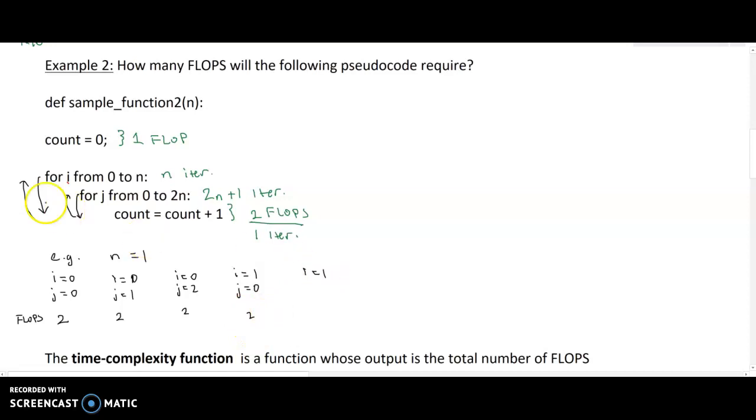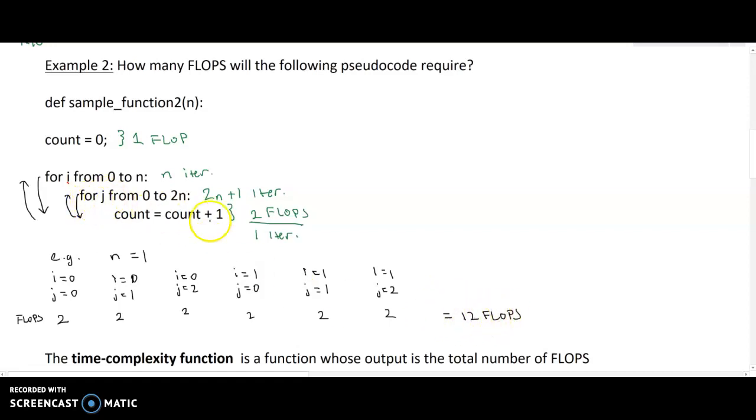i remains 1. Now this is going to back up, increase the value of j. j becomes 1. And this is going to require 2 flops. i remains 1 while j increases to 2, and it will have 2 more flops, and that's 2 plus 2 plus 2 plus 2 plus 2 plus 2. That's 6 times 2, which is going to require 12 flops.